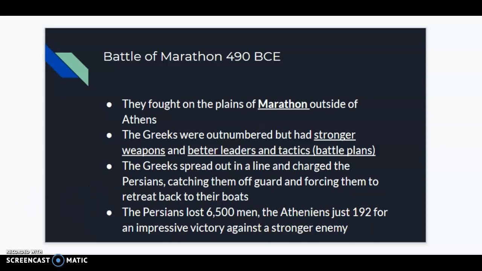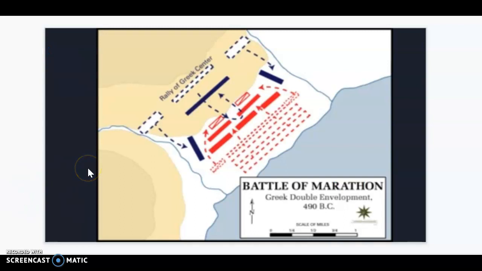And here's what the Athenians did. Their battle plan, their tactic, was to line up in a straight line and sprint. And when they did, it's called a pincer move, like a pincher. They envelop the Persian line, then rally back to the center and do it again, and it pushes the Persians back towards their boats.